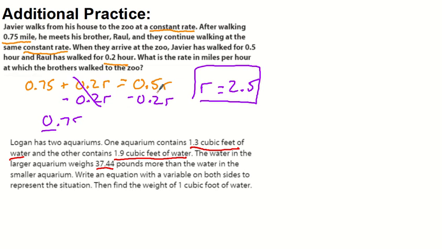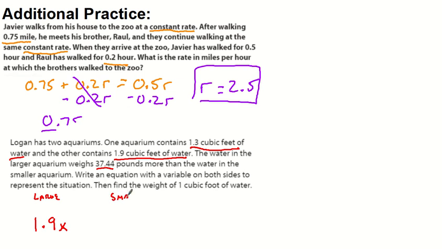So, well, let's see what we know. We know the larger, let's go with the larger one. So the larger aquarium is 1.9 cubic feet of water. Well, we don't know how much a cubic foot of water weighs. I'm going to use X for that. Because how much a cubic foot of water weighs, that's my unknown value. So whatever the weight is of 1 cubic foot of water times the amount we have, 1.9 of those, that's going to give me the total weight of the large container.